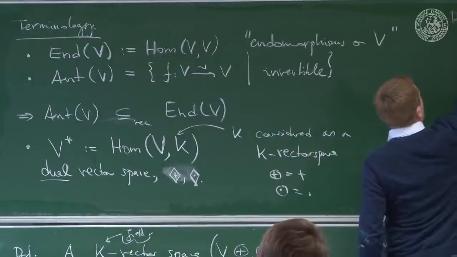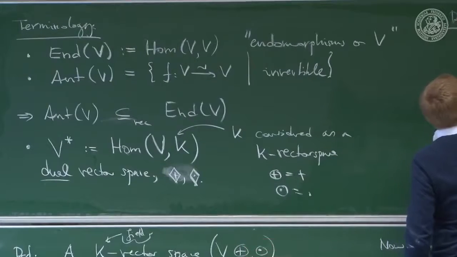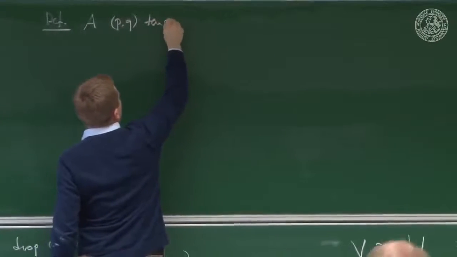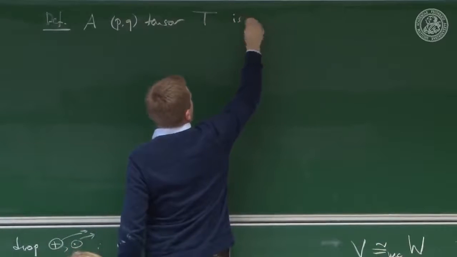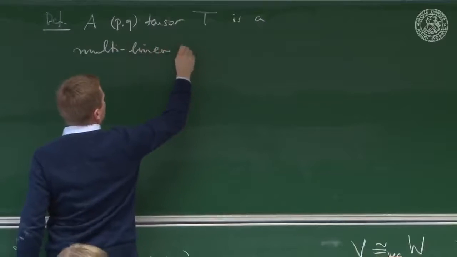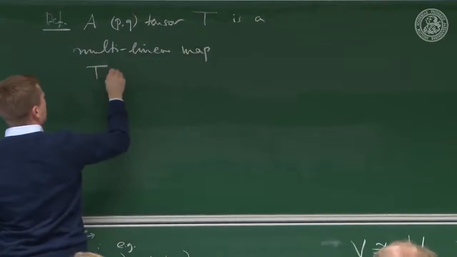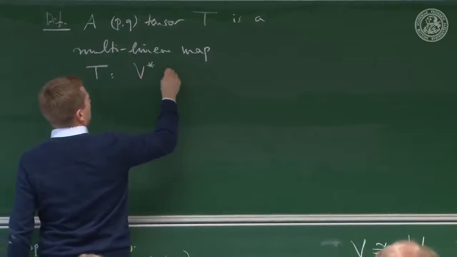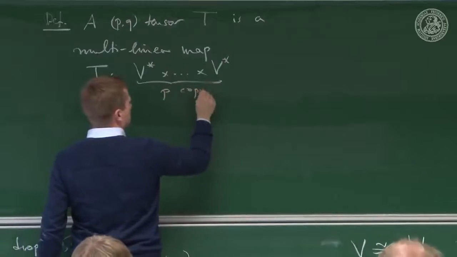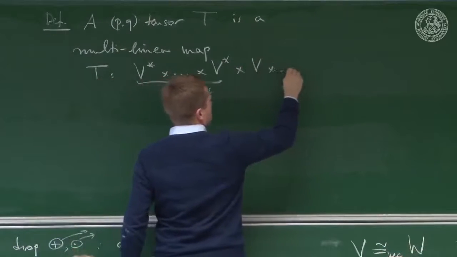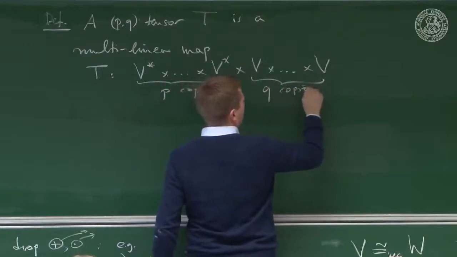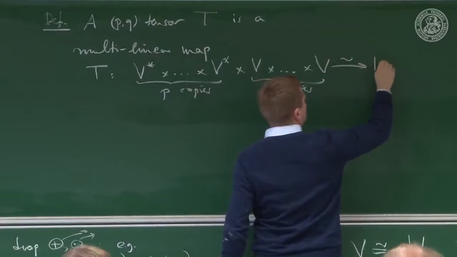Definition. A (p,q) tensor T is a multilinear map, T that takes p copies of V star, p copies, and takes further the Cartesian product of q copies of V and maps multilinearly into K.